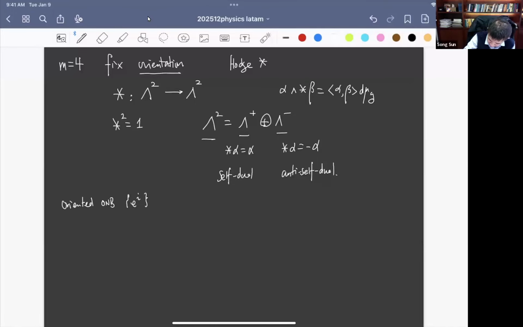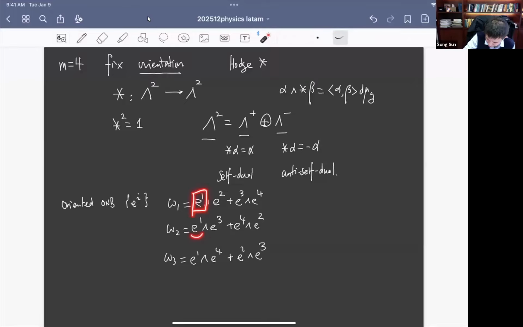And the basis of Λ⁺ is of this form: ω₁ = e₁∧e₂ + e₃∧e₄. We call this ω₁. e₁∧e₃ + e₄∧e₂ is ω₂. e₁∧e₄ + e₂∧e₃ is ω₃. So it's easy to memorize: just fix e₁ and then permute 2, 3, 4. And you can easily check it because the star of one summand is the other one.